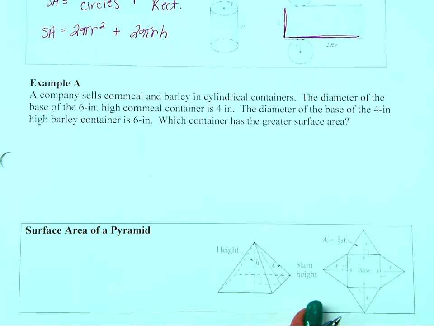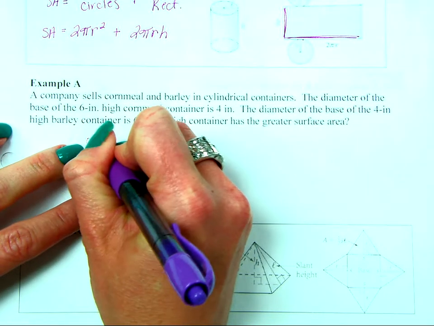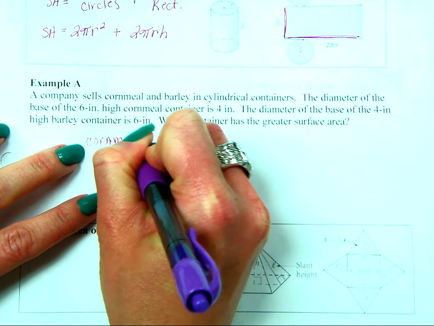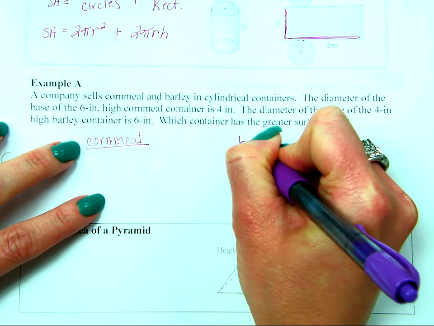Let's look at example A. It says a company sells cornmeal and barley in cylindrical containers. The diameter of the base of the 6-inch high cornmeal container is 4 inches. The diameter of the base of the 4-inch high barley container is 6 inches. What container has the greatest surface area? Or is the surface area the same? We don't know. So we have 2 different containers, one for cornmeal and one for barley.